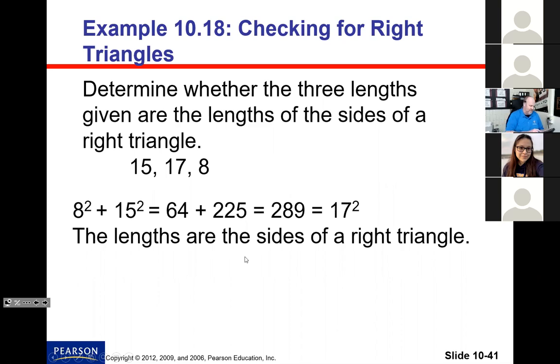And is 289 17 squared? Let me double check here. 17 squared is 289. So based on that, the lengths are the sides of a right angle triangle.